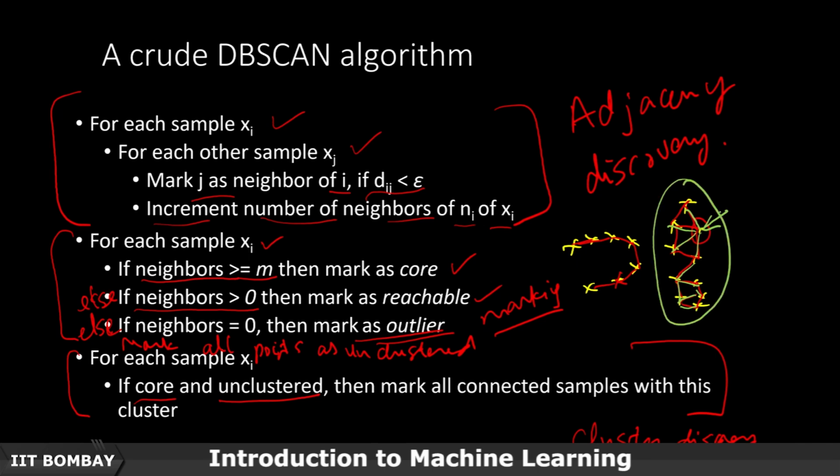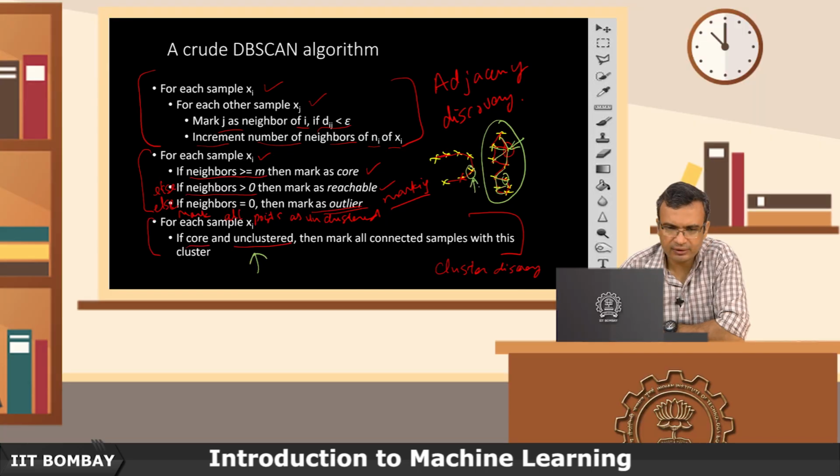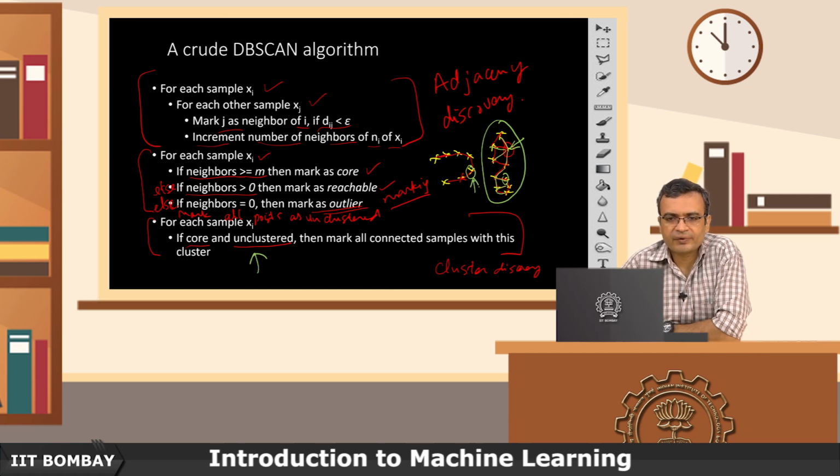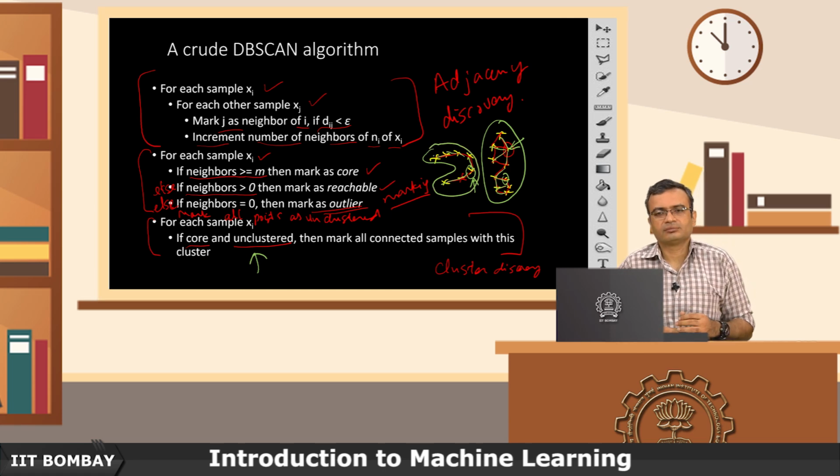So now if I go to another point and it is already clustered, then it is not unclustered, so I will skip that. I will keep skipping until I find a core point in the other cluster that is yet to be discovered. In that cluster, now I will do a depth first or breadth first search, and based on that I find that this is the second cluster. So that is a crude way of describing how DBSCAN will work.